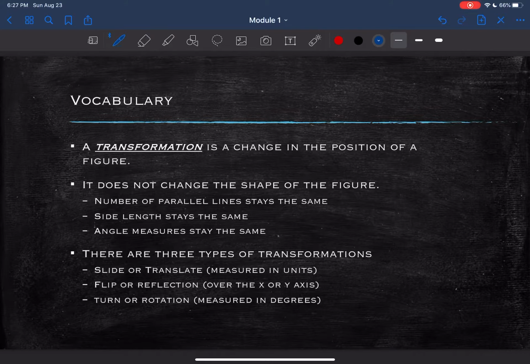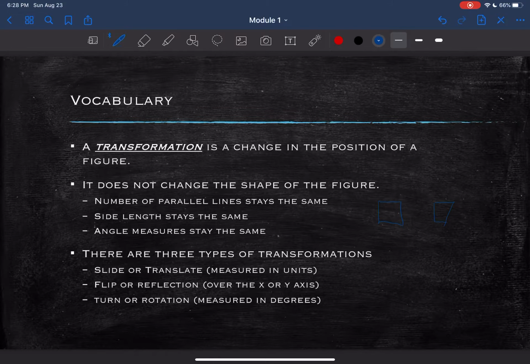All right, so we can't get figures that, if we started off with a square, we're not going to end up with something that looks like that. Obviously, something other than the position of this shape changed, so that makes it not a transformation. There are 3 types of transformations.